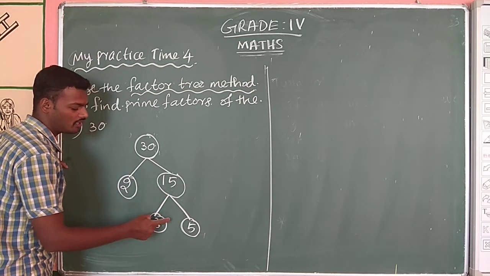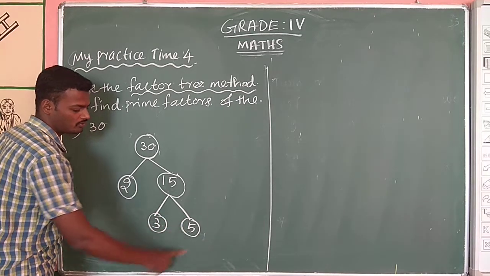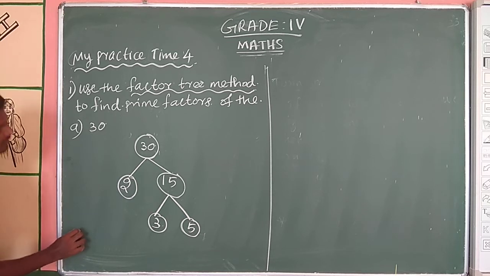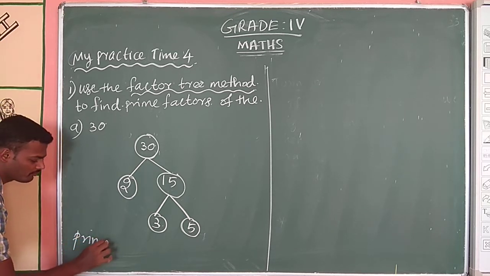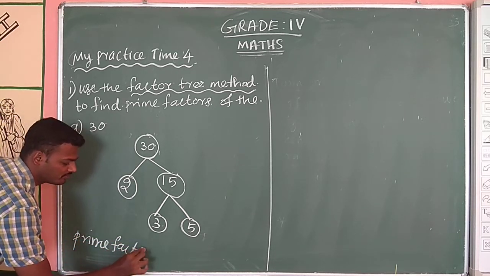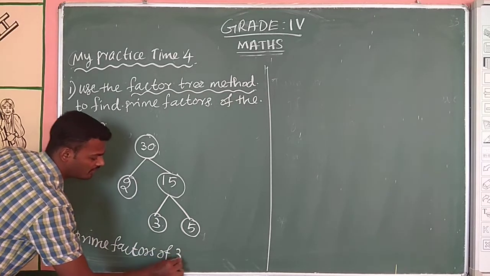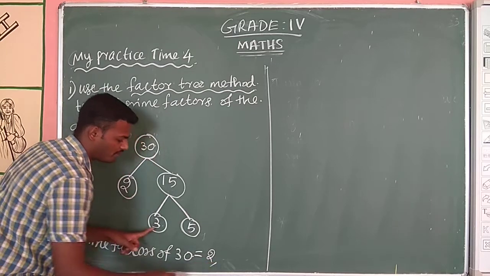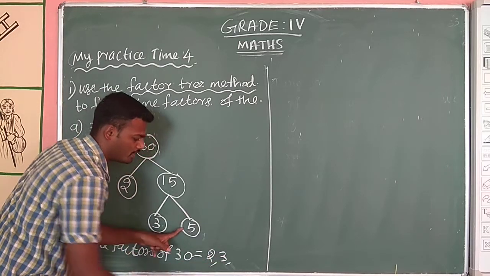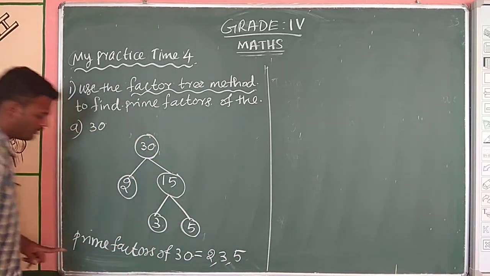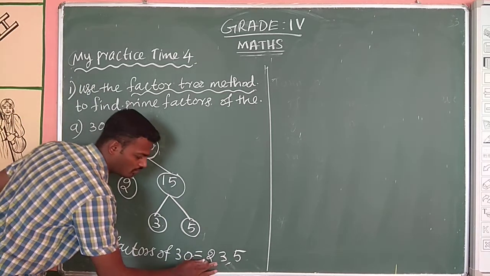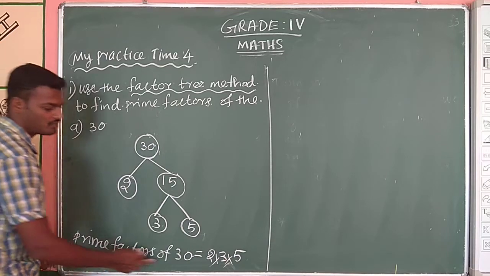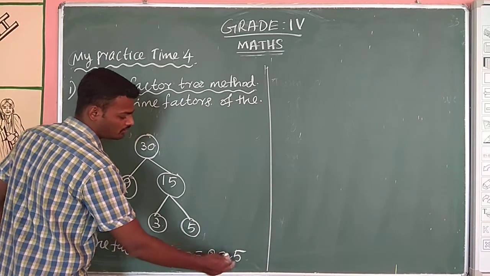So 3 and 5 are also prime numbers. So that's our answer. Prime factors of 30 are the first prime number 2, the second prime number 3 and the last prime number 5. So prime factors of 30 is equal to 2 into 3 into 5.